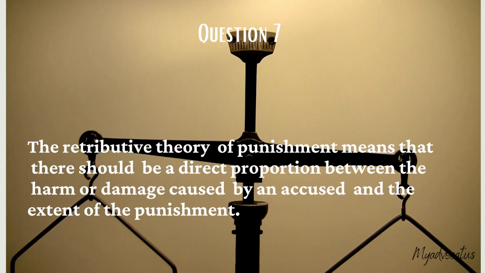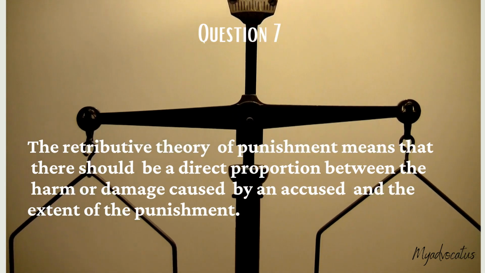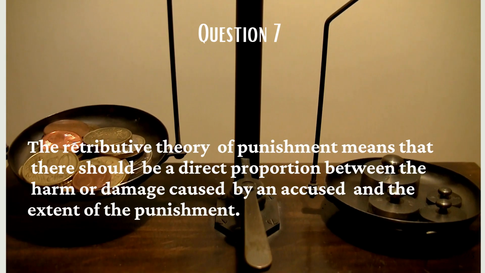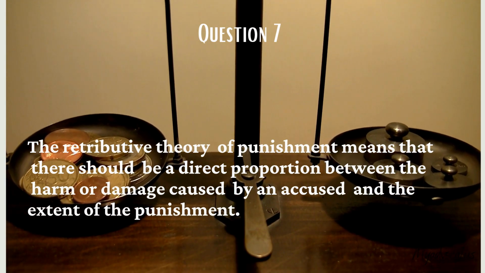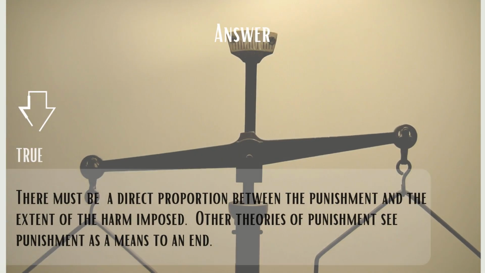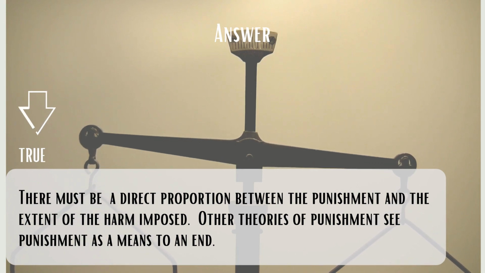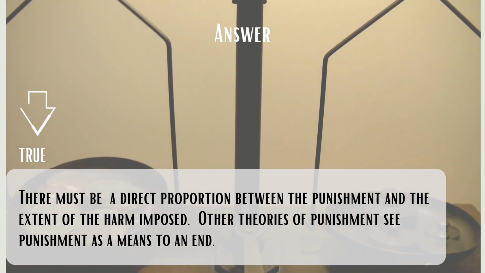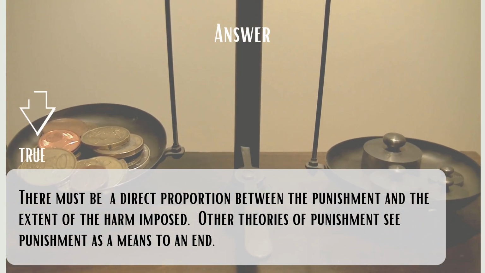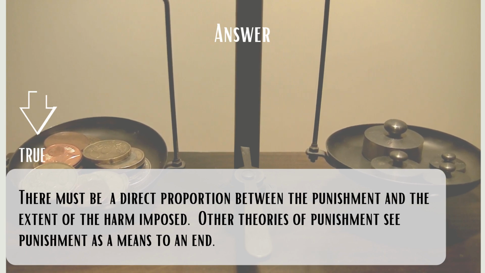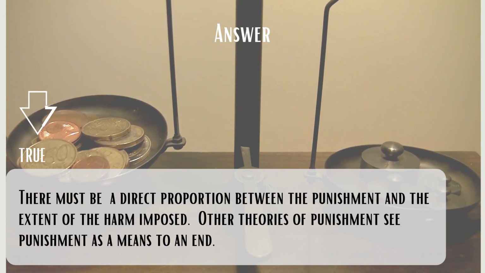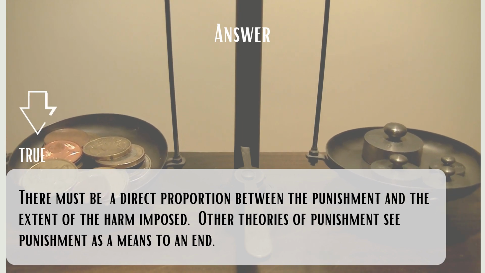Question number 7. The retributive theory of punishment means that there should be a direct proportion between the harm or damage caused by an accused and the extent of the punishment. The answer is true. This theory of punishment comes from the word retribution. For retribution to be achieved, there must be a direct proportion between the punishment and the extent of the harm imposed. Other theories of punishment see punishment as a means to an end.